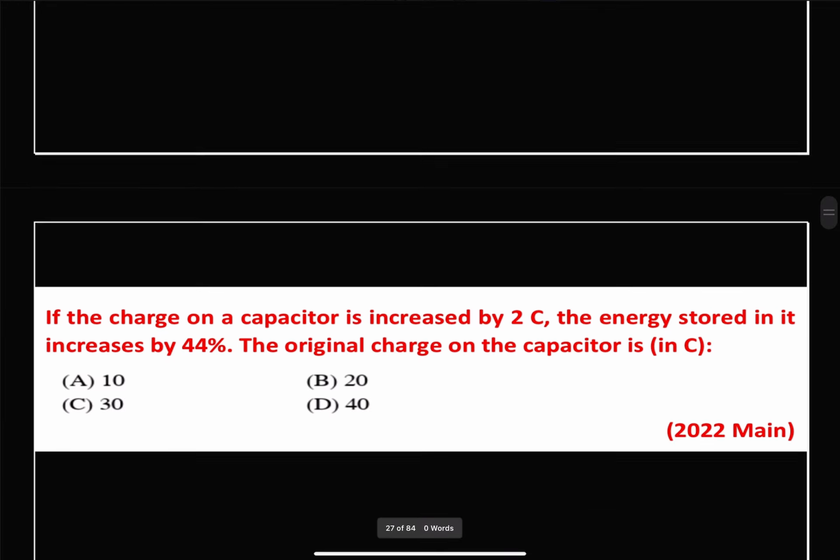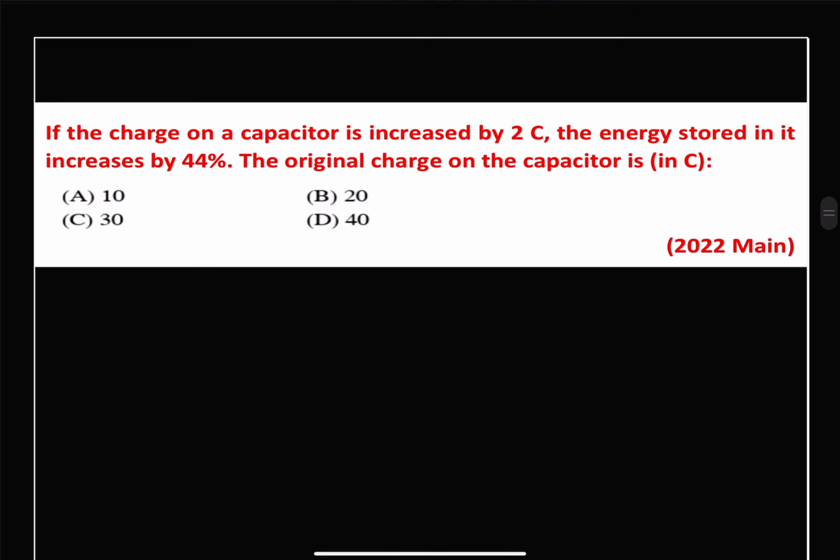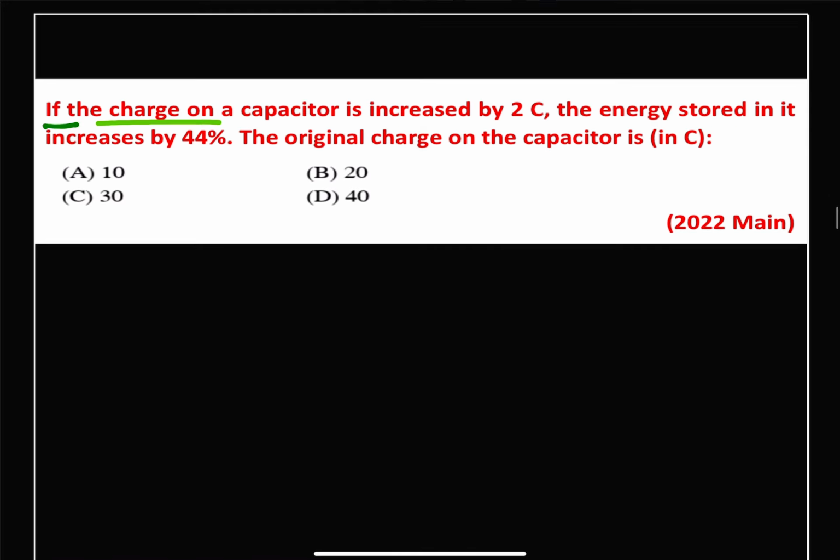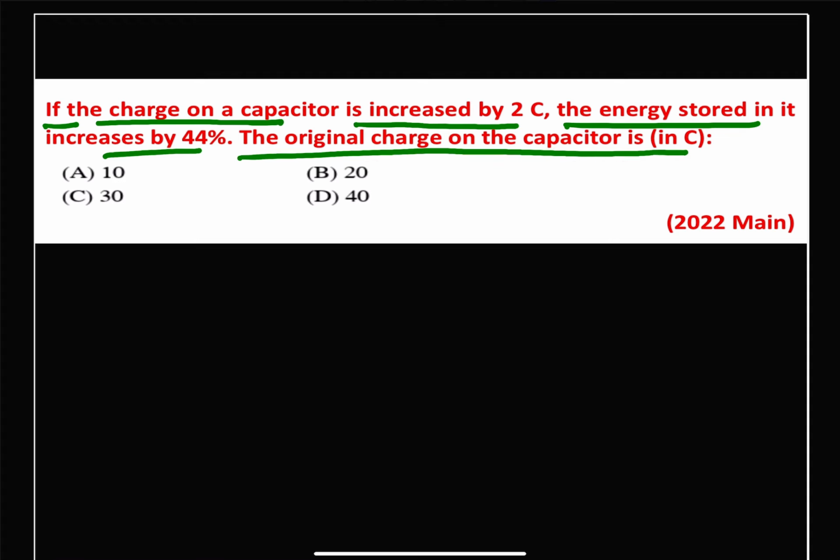It states that if the charge on the capacitor is increased by 2 coulombs, the energy stored in it increases by 44%. The original charge on the capacitor in coulomb is. So we have to find out the original charge. So let us suppose that the original charge is Q.